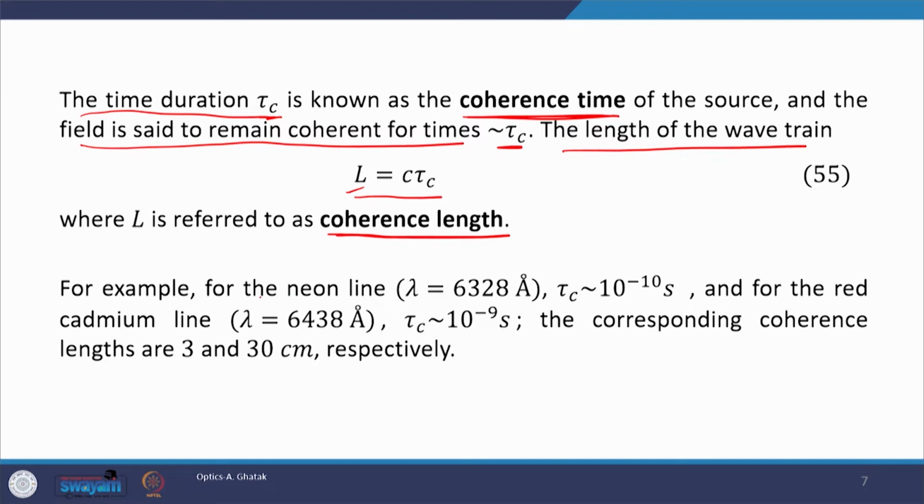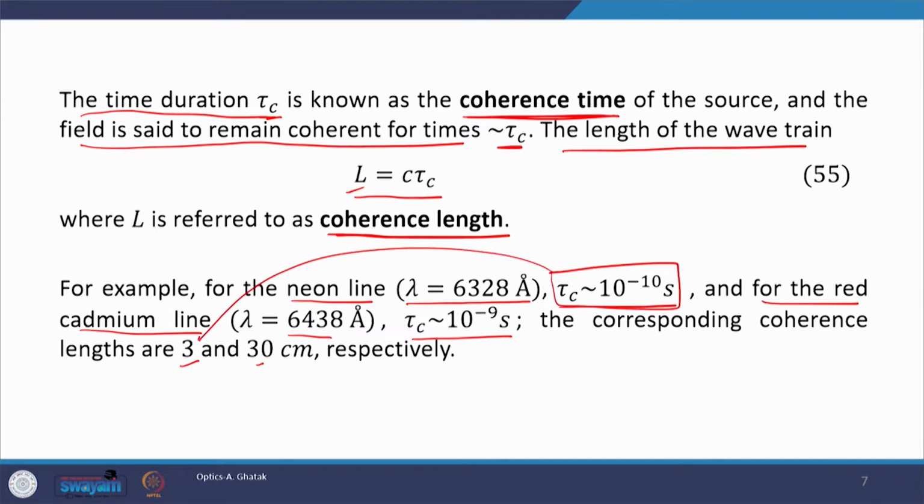And as an example, we can take a neon light whose wavelength is 6328 angstrom, and tau c, that is coherence time, for this is 10 to the power minus 10 second. And for the red cadmium line, lambda is 6438 angstrom, and for this tau c is 10 to the power minus 9 second, while the corresponding coherence lengths are 3 and 30 centimeter respectively. Now, you see that when the coherence time is small, the corresponding coherence length is also small. When the coherence time is large, the corresponding coherence length is also large, which is very much obvious from this relation, equation number 55.